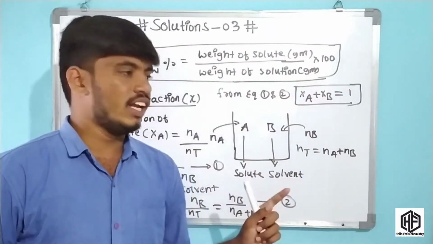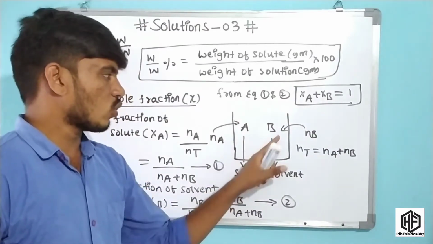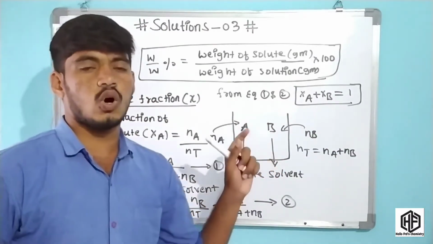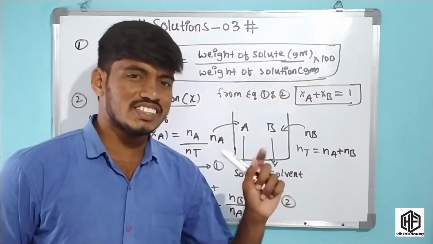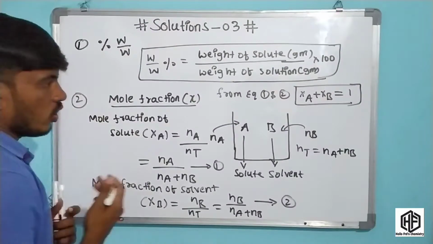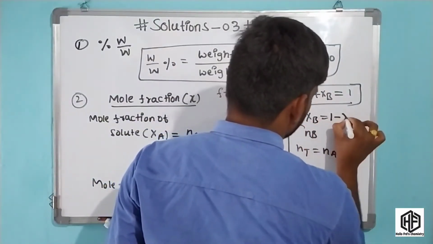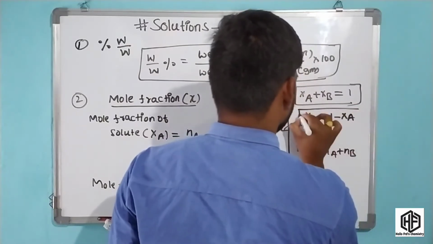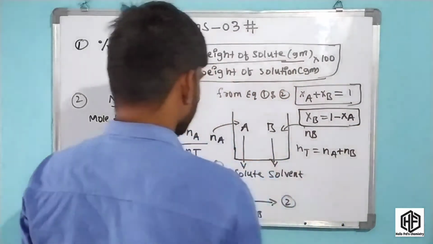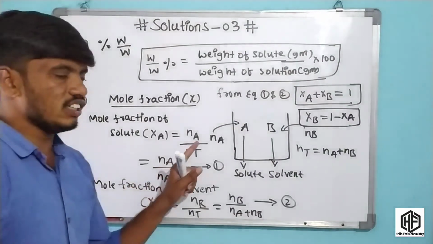If any number of substances are present in a solution, the sum of the mole fractions of all the components is equal to 1. So zeta B can be calculated as 1 minus Xa. This term is used in Raoult's law. This is the concept of mole fraction. Okay friends, this is clear.